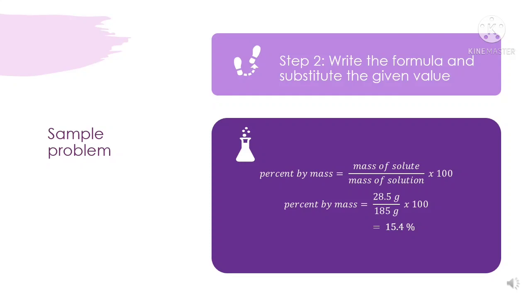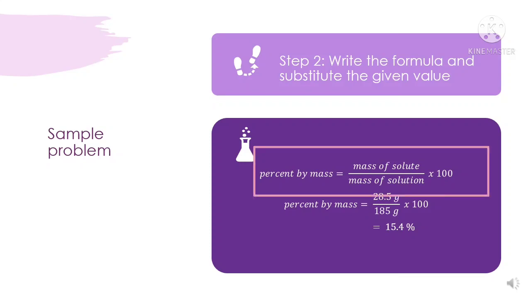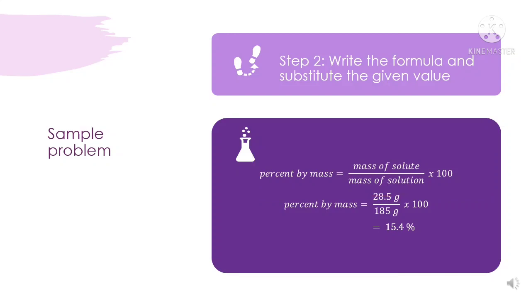Next step is to write the formula and substitute the given values. Percent by mass is equal to mass of solute divided by the mass of solution times 100. The mass of solute is 28.5 grams, and the mass of solution is 185 grams. Substitute lang natin, and then divide 28.5 divided by 185, multiply by 100, and the answer is 15.4%.